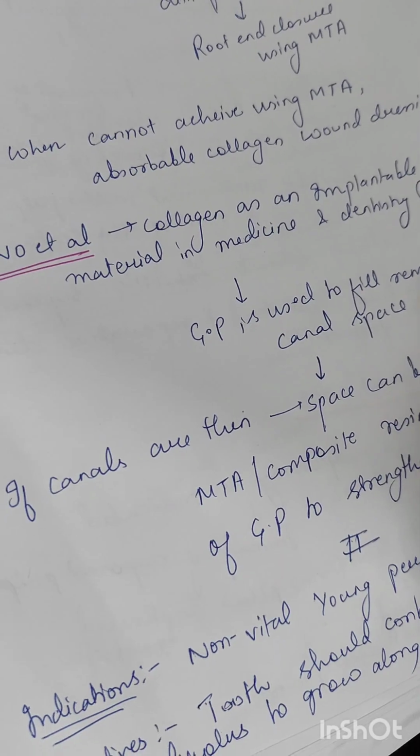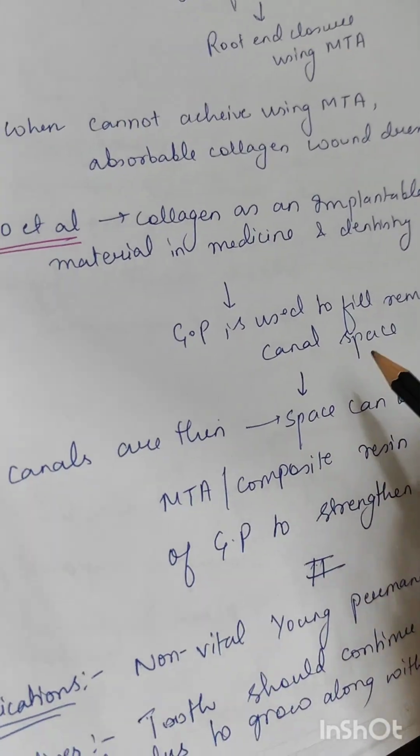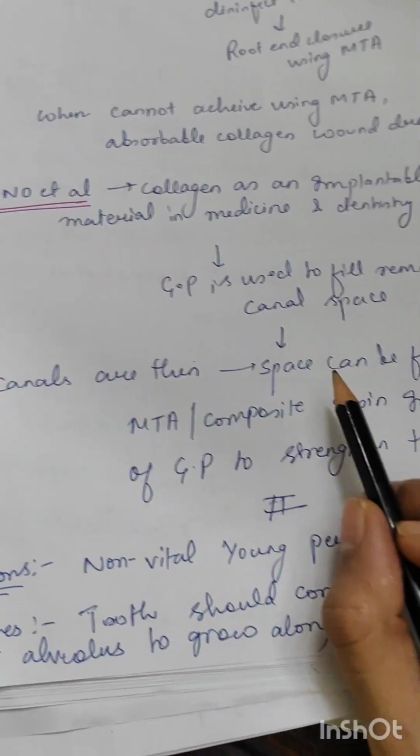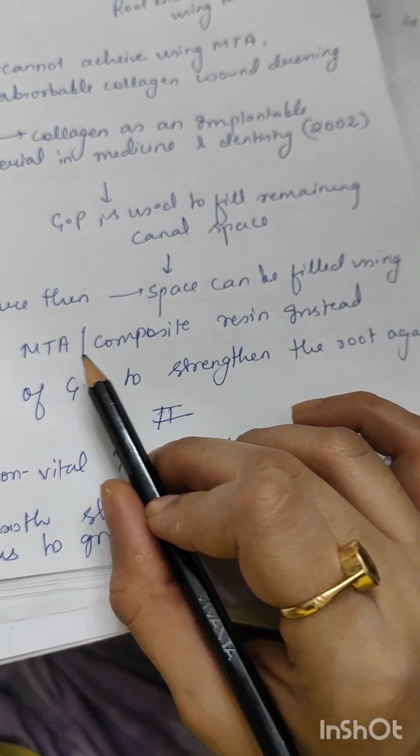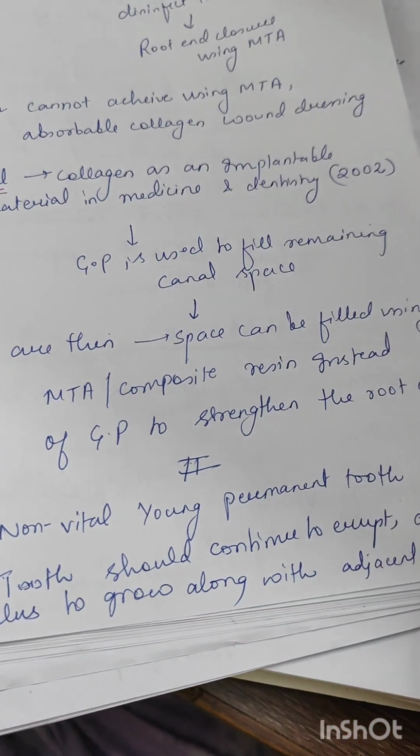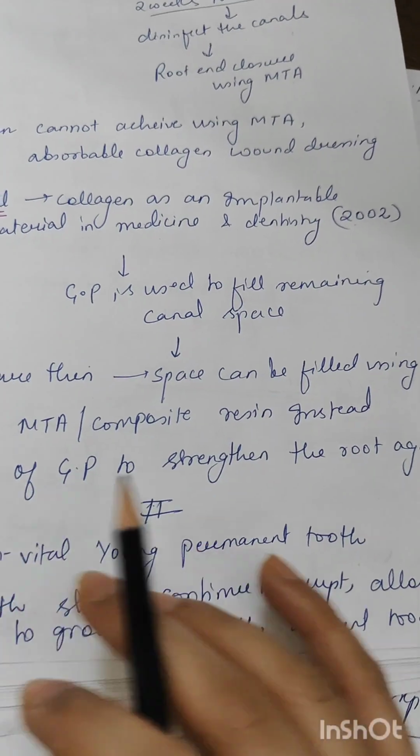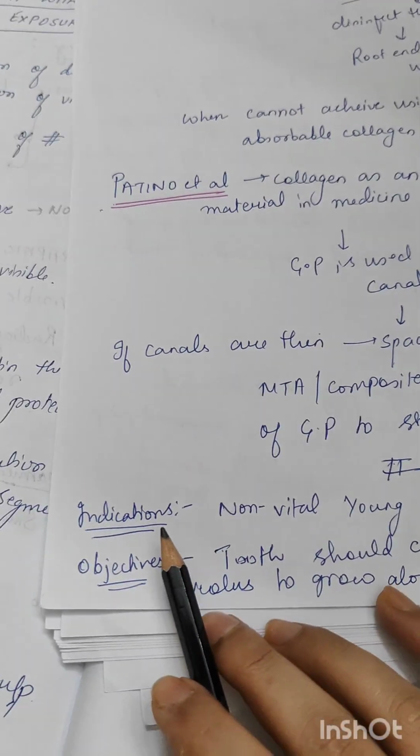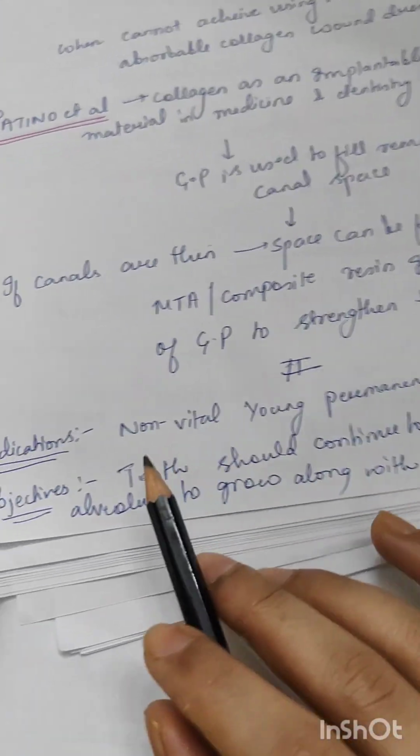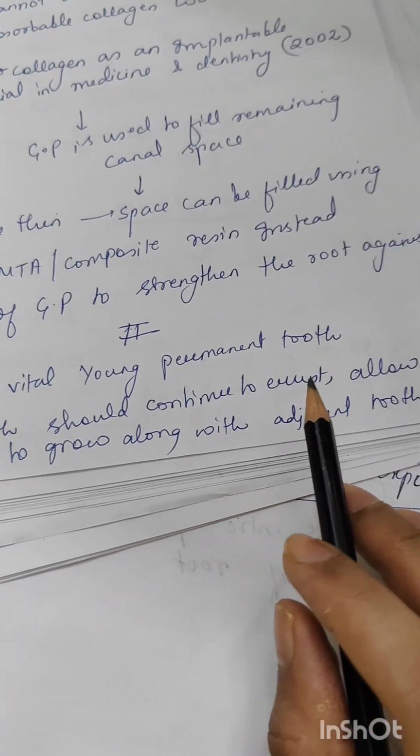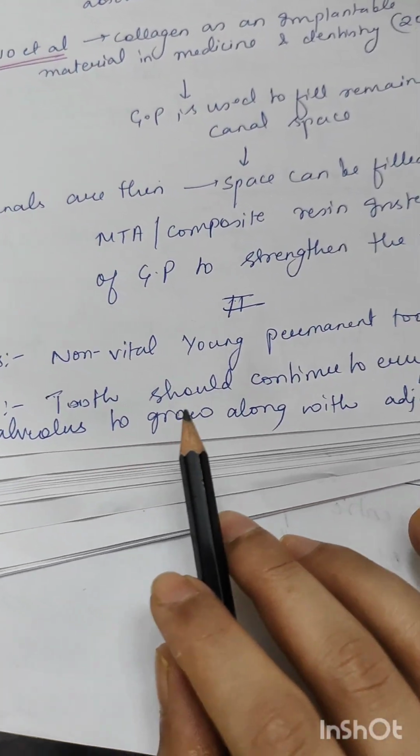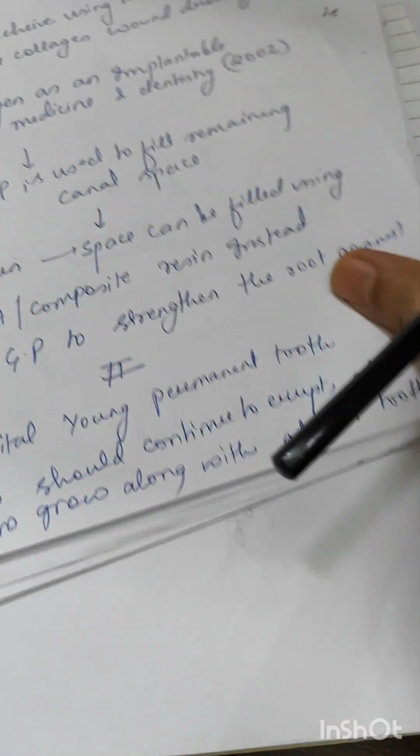Guttapercha is used to fill the remaining canal space. If canals are thin, space can be filled using MTA or composite resin instead of guttapercha to strengthen the root against the fracture. Indications: non-vital young permanent tooth. Objective: tooth should continue to erupt, allow the alveolus to grow along with the adjacent tooth.